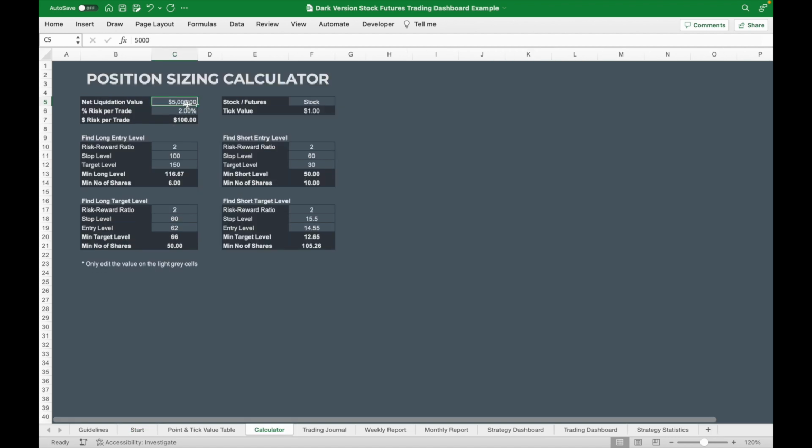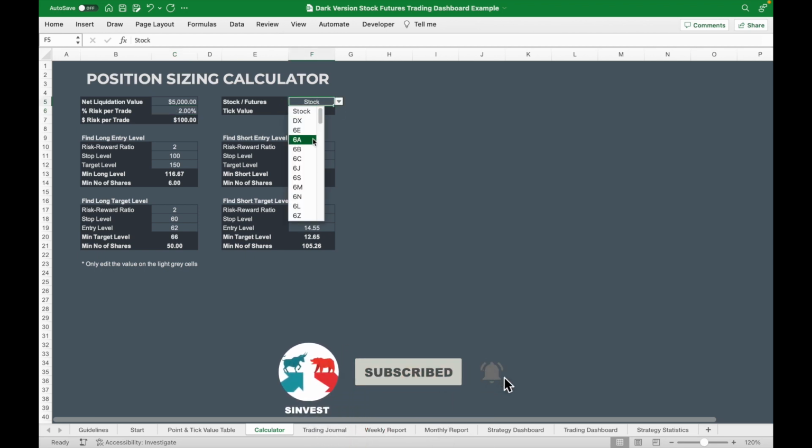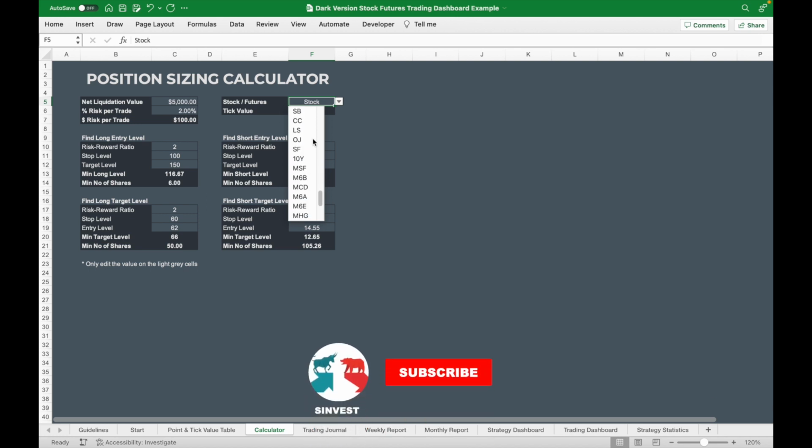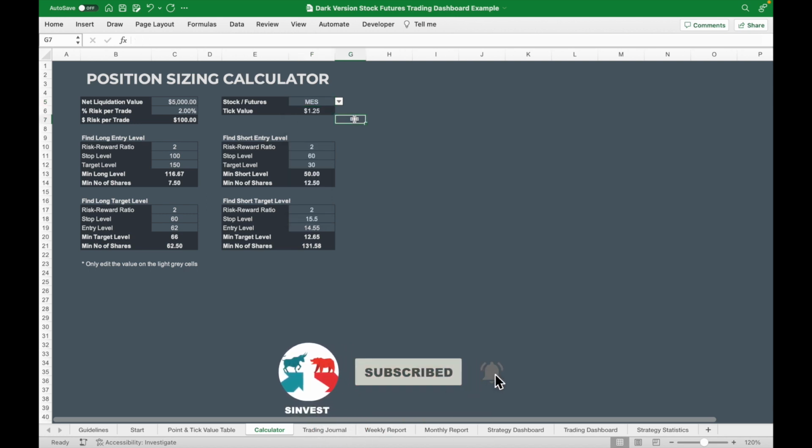To determine appropriate position sizing for your trade, you can use the calculator included in the journal. For instance, if your account net liquidation value is $5,000 and you are willing to risk 2% per trade, the calculator will determine the maximum risk per trade to be $100. From the drop-down list here, select the futures product you are trading, and it will show the tick value for the product that you selected.